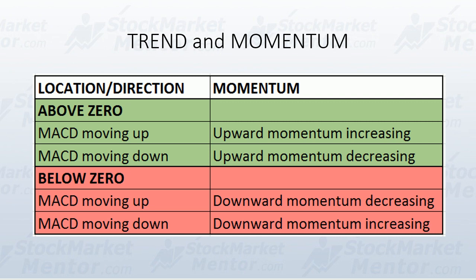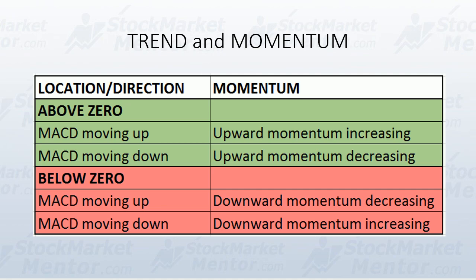If the MACD is moving up but it is still below the 0 line, it is still technically in a downtrend, but the downward momentum is decreasing. And if the MACD is moving down and it's below the 0 line, downward momentum is increasing. In other words, definitely a stock you want to stay away from or be short.